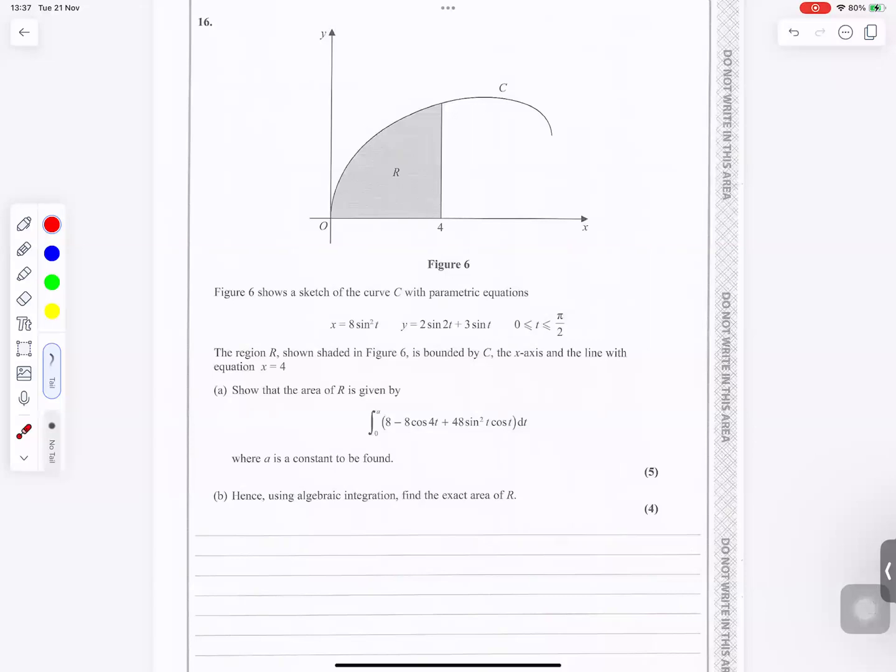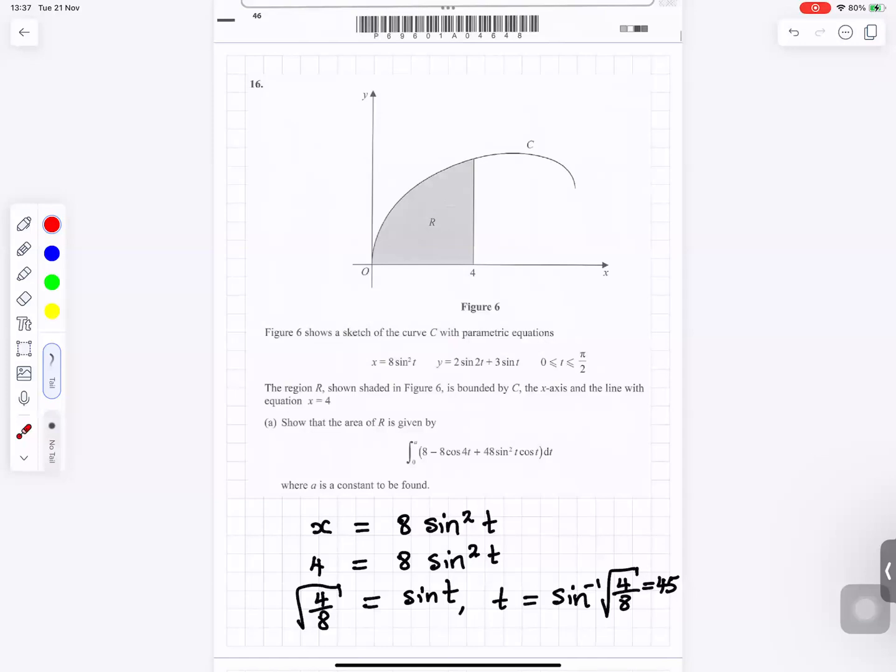Question number 16. So x is equal to 8 sine squared t, and 4 is equal to 8 sine squared t. So it's like square root of 4 over 8 is equal to sine t. So t is inverse sine of square root of 4 over 8. I'll show you in detail how we do that one to change it.